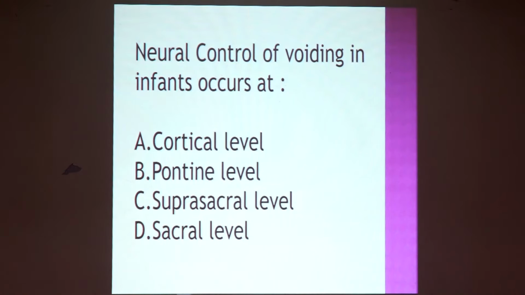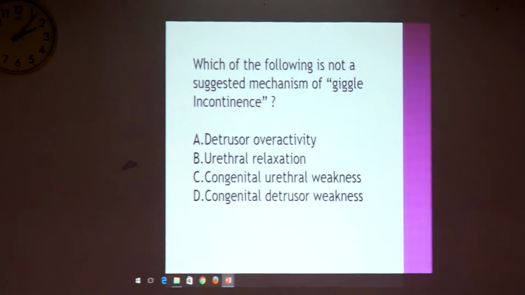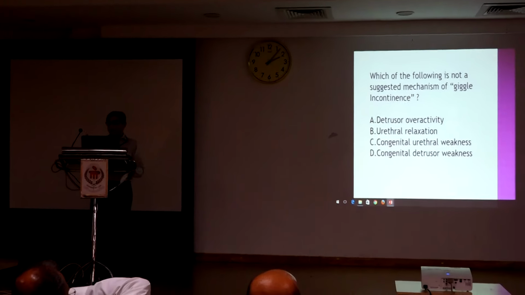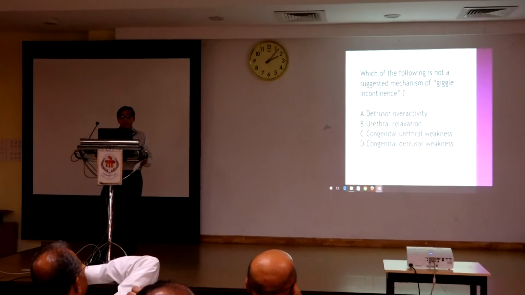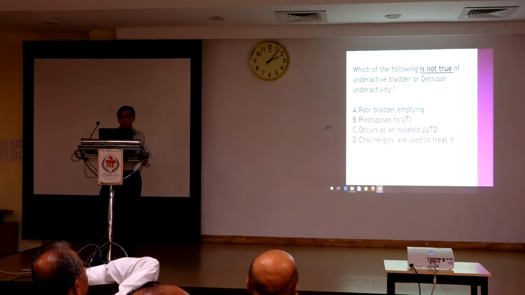Yesterday we learned this. Neurocontrol of voiding in infants occurs at. Who said that? Look, everybody is waiting. Yeah, give it to her. Which of the following is not a suggested mechanism of giggle incontinence? This is a condition which is very difficult to demonstrate by urodynamics. Yes, congenital detrusor weakness is the correct answer. Round of applause, please.